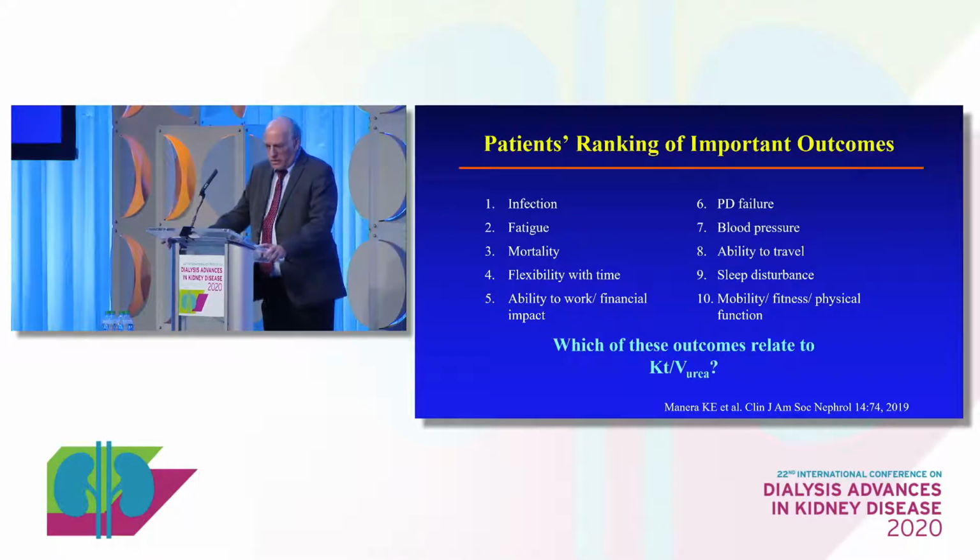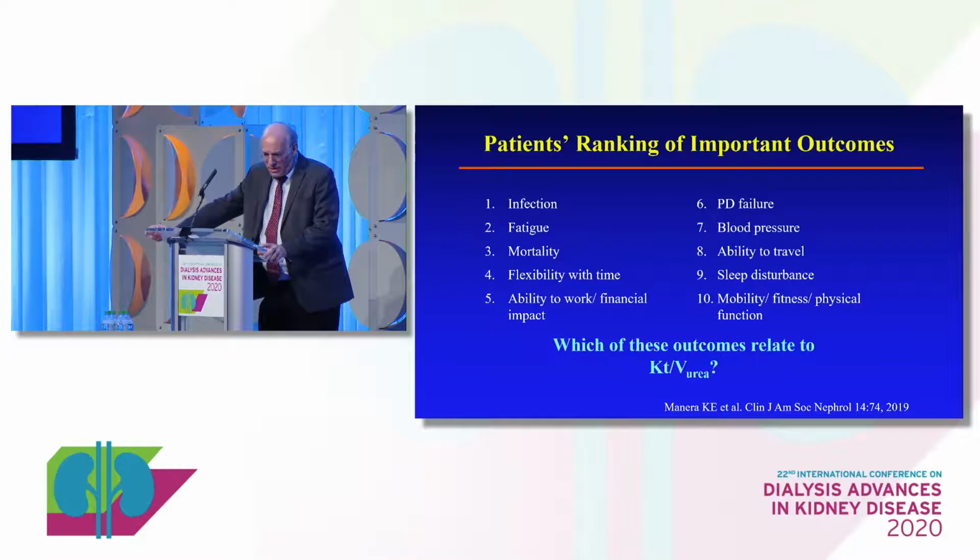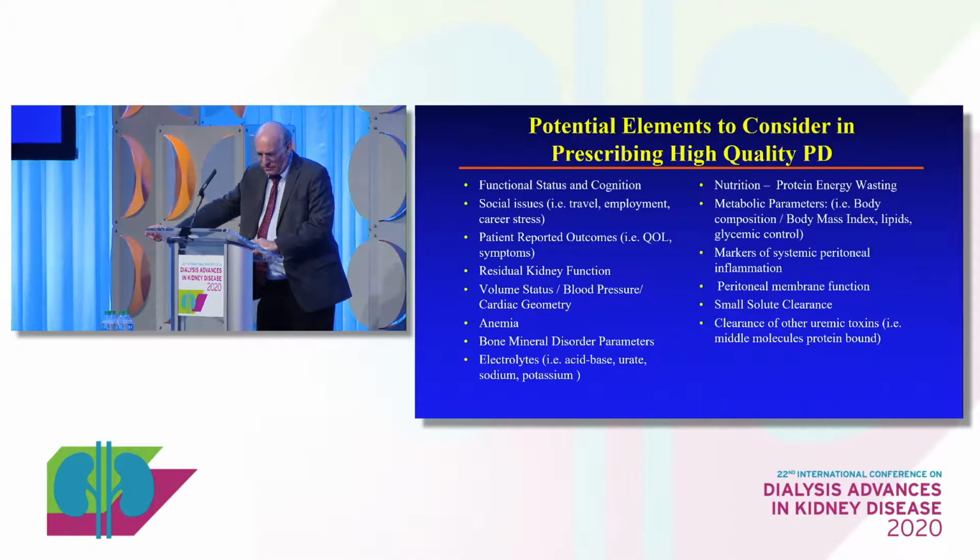SONG-PD, Standardizing Outcomes in Nephrology for Peritoneal Dialysis. Alison Tong has spearheaded these, and there has been a group for peritoneal dialysis. And these are what the patients rank as the important outcomes to them: avoidance of infection, fatigue, mortality, achieving flexibility with time, etc. You can read the list as well as I can. But what's notably absent is anything that cites or even relates to small solute clearance. Potential elements to consider: I'm not going to read all this, but small solute clearance is way over on the right-hand side at the bottom of the list.